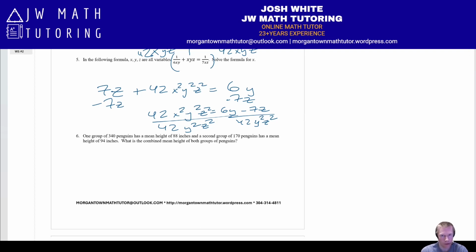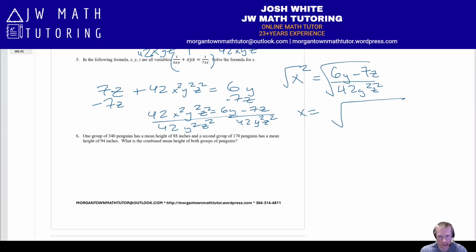Okay, so now when we do that, on the left side I have just x squared. On the right, I've got my 6y minus 7z. It's not 72, but 7z. Over the 42y squared z squared. And of course, the last step, you can just square root this.